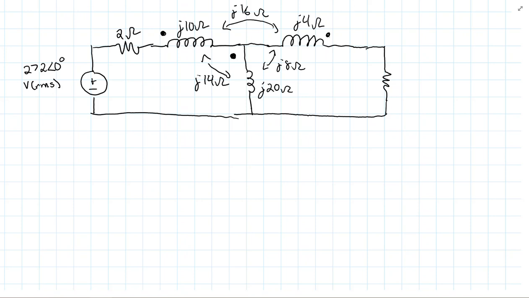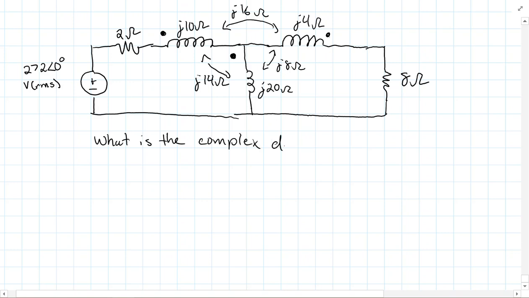Okay, so in this example here, again, the circuit magically appears at the beginning of the video. I forgot to label one of the resistor values. This is 8 ohms. What we're going to be asked to find here is the complex power delivered by the voltage source.